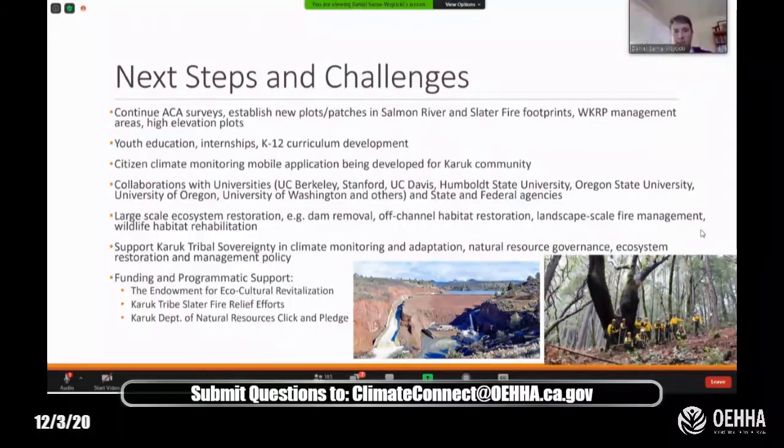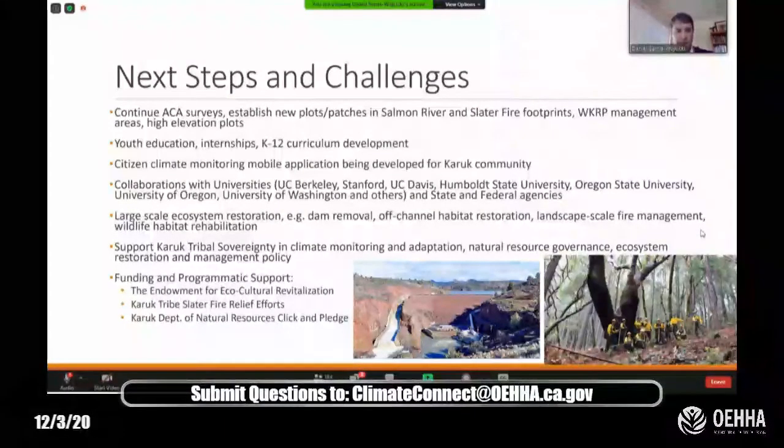We're working with Berkeley, Stanford, Davis, Humboldt State, Oregon State, University of Oregon, University of Washington, and others, as well as state and federal groups. And of course, the Karuk tribe is engaged in some very large-scale progressive ecosystem restoration activities, such as dam removal, off-channel habitat management, large-scale fire management, and wildlife habitat rehabilitation. And so they're going to continue to move that work ahead. They're really a leader in that space, in that part of the state.